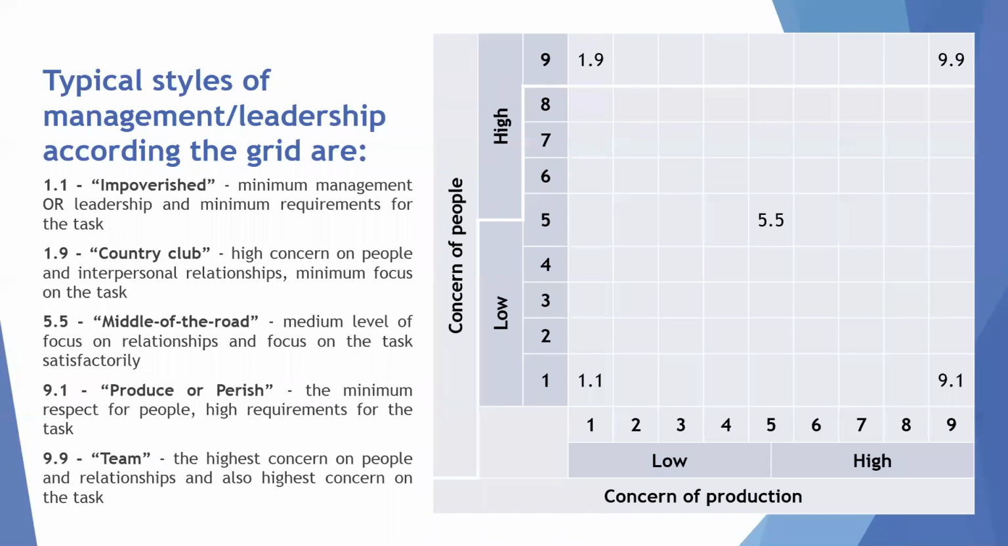After that, produce or perish. Produce or perish talks about minimum respect for people and high requirements for the task. Here, if you take 9.1, they are always concerned about the productivity. They are not concerned about the people. For example, you push the employees, you always get work from them, you take the maximum out of them and get the productivity.